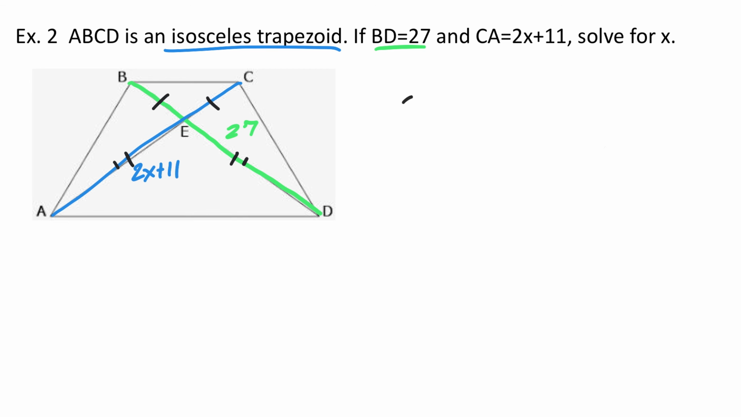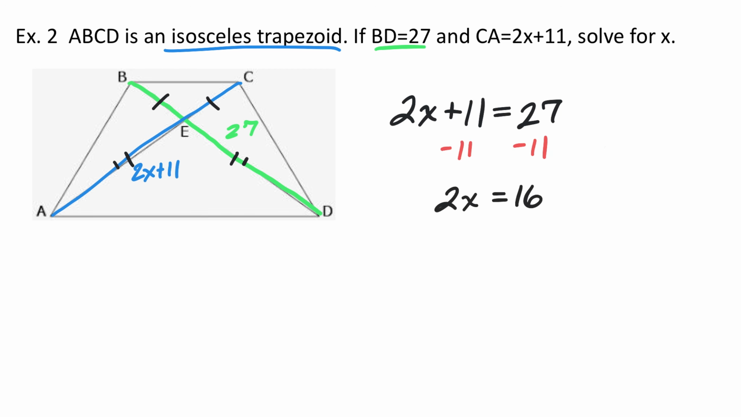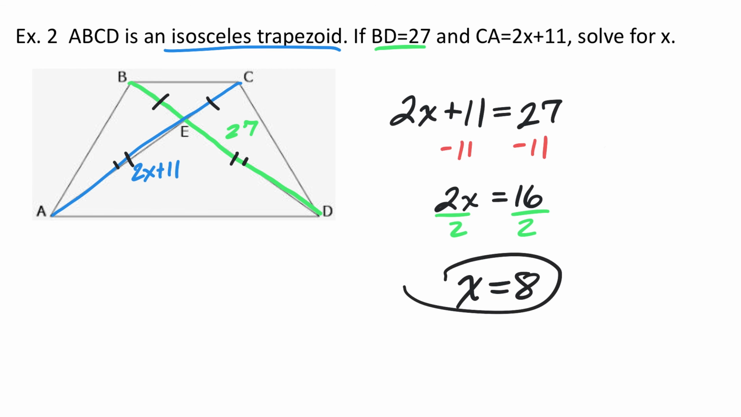So what we learn is these two segments are equal to one another. And in this one, it does ask us to find the value of x. So now it's just a linear equation. Divide both sides by 2, x equals 8. All right. So there you have it, isosceles trapezoids.